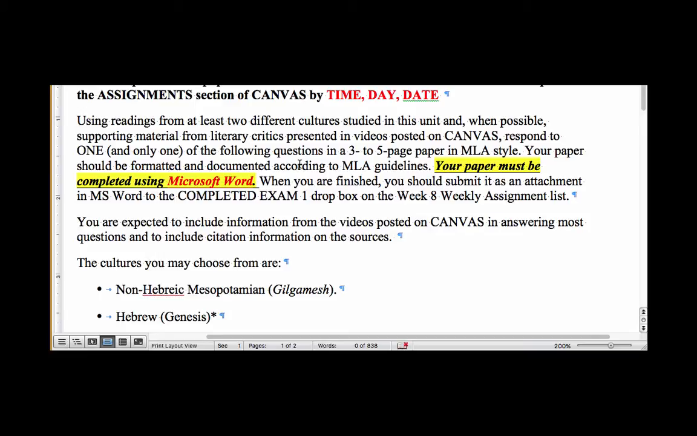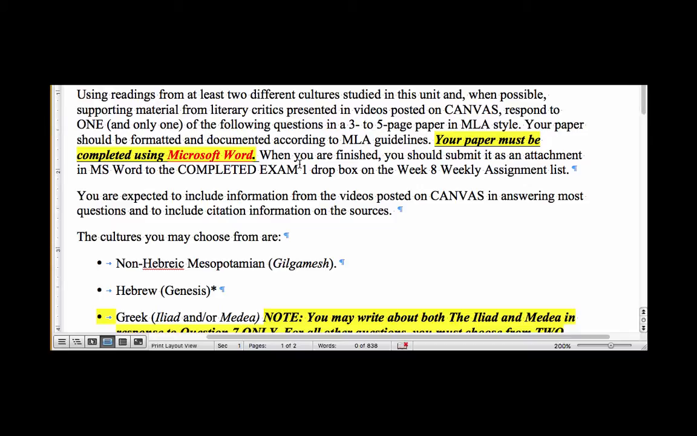You should have learned MLA style in English 101, but I will post a video that reviews how to set up MLA style in Microsoft Word, because the paper needs to be formatted and documented according to MLA guidelines, and we will also have a video that goes over that.